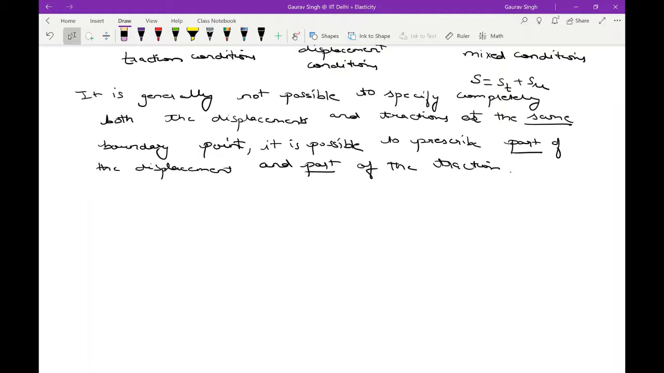This is a situation which we'll see in slightly greater detail, but I'll tell you what is allowed and what is not allowed. Say this is the boundary and you have your x and y in this form. This is the boundary point under consideration. Okay, you can have ux specified, and you can have tn of y specified, sorry, tn y specified, where the solid is over here. This is possible.